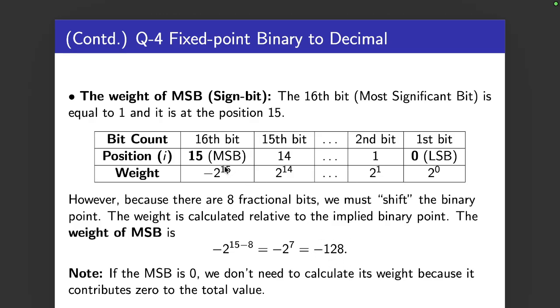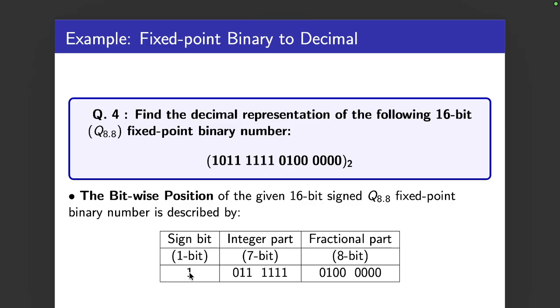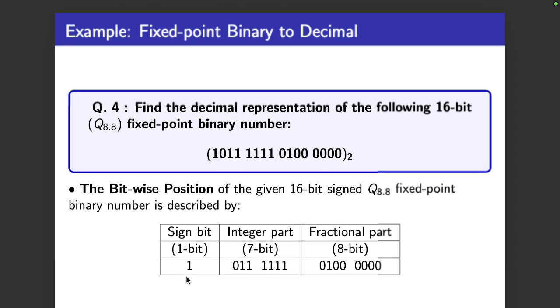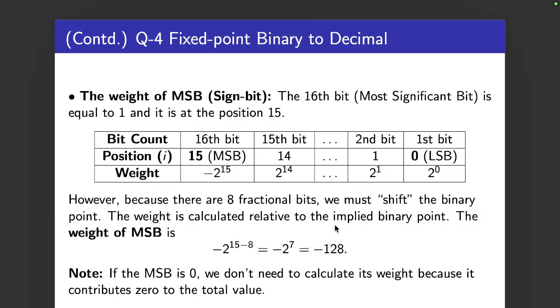For a 16-bit Q8.8 number, if the sign bit is 1, then the corresponding weight is minus 128. Remember this result: when the sign bit, the most significant bit, is 1, the weight is minus 128, and this is the method to find the weight. Note that if the most significant bit is 0, it is a positive number, and we don't need to calculate the weight because it contributes 0 to the total value.